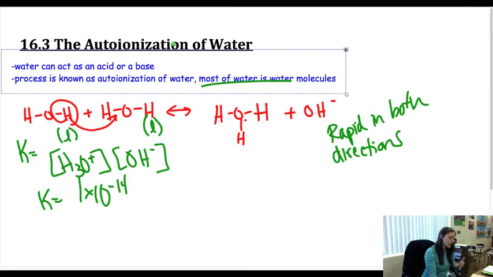Which means that most of this is actually the water molecule. The nice thing about this, and the whole reason we do this, is that if I know an H plus concentration, I can then know an OH minus concentration. If I know the OH minus concentration, I can figure out the H plus concentration, which is going to be very nice when we look at pH values. All right, so let's look at the pH scale.